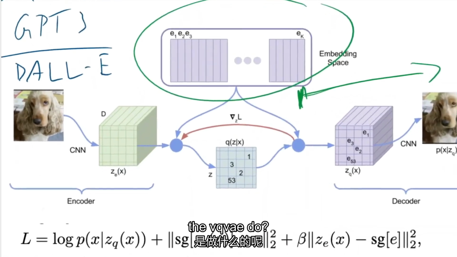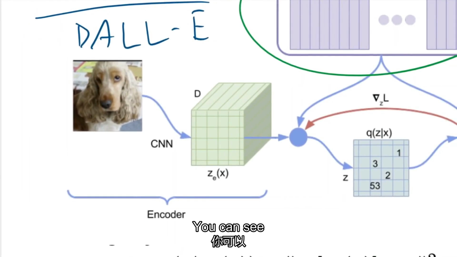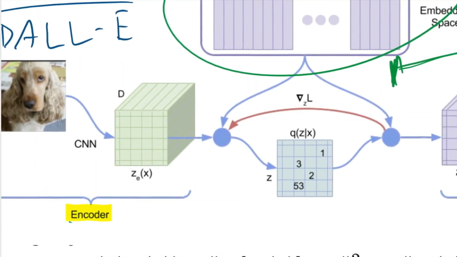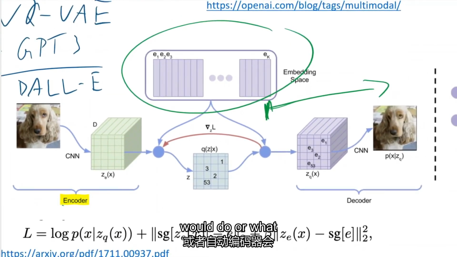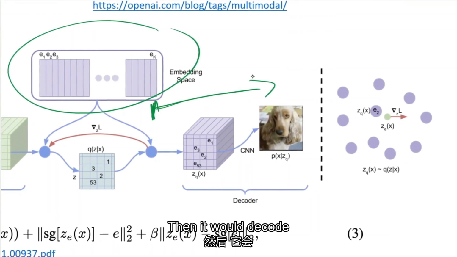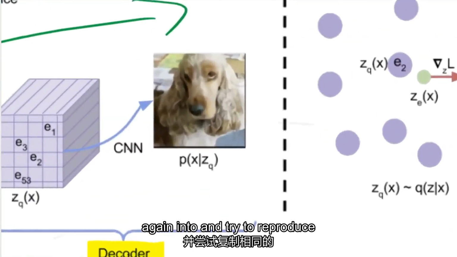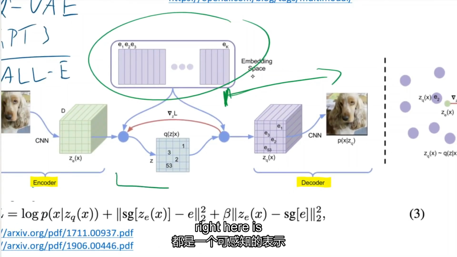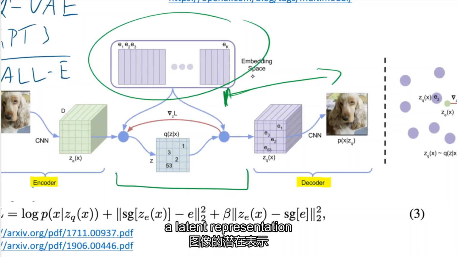So what does a VQ-VAE do? It takes the image here on the left. You can see that here's the encoder. It takes the image, it encodes it into a latent space. Now, what a VAE would do, or what an autoencoder would do, is it would encode the image into a latent space, and then it would decode it again and try to reproduce the same image. And then you assume that whatever is in the middle right here is a sensible latent representation of that image. If you can train this model, you're going to get some sort of a representation in the middle that describes the image. Otherwise, you couldn't reproduce the image.